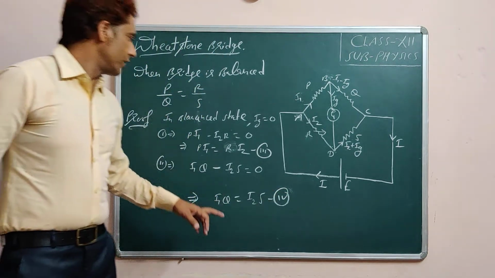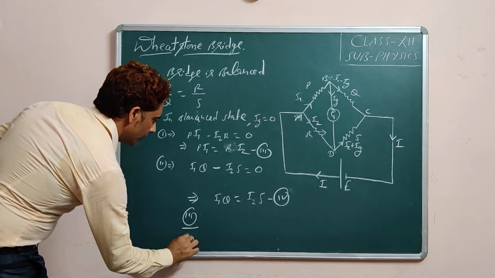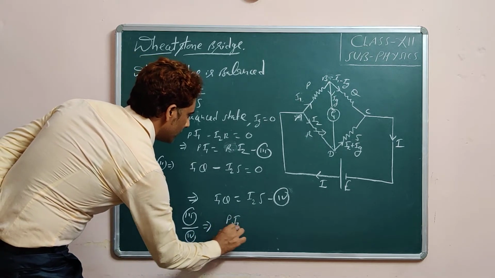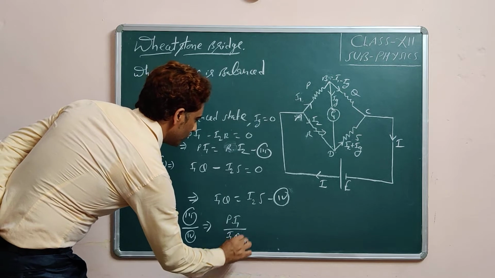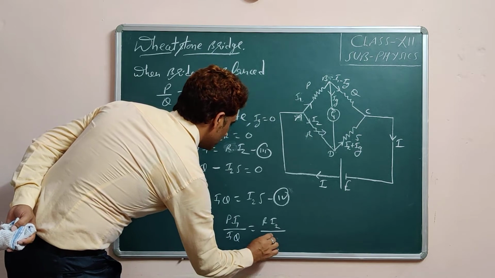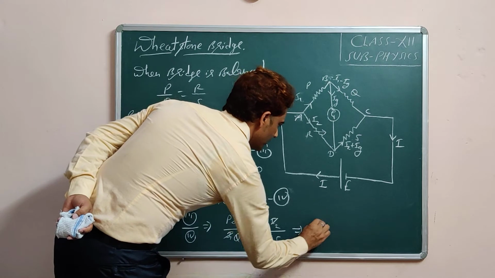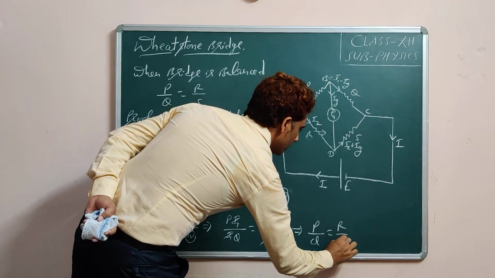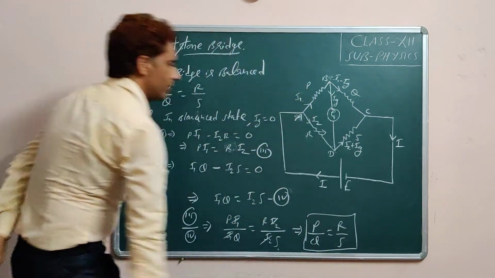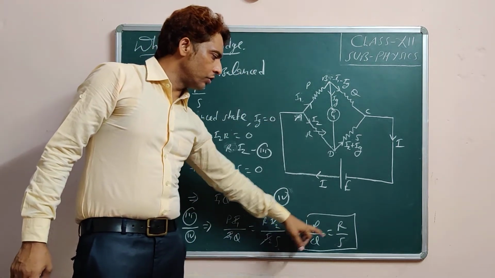Now if we divide equation 3 by 4, we will get P I1 over I1 Q is equal to R I2 divided by I2 S. So this implies P over Q is equal to R over S. So this is the proof of the Wheatstone bridge. Means when the bridge is balanced, then P over Q is equal to R over S.